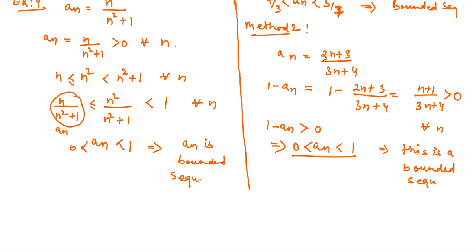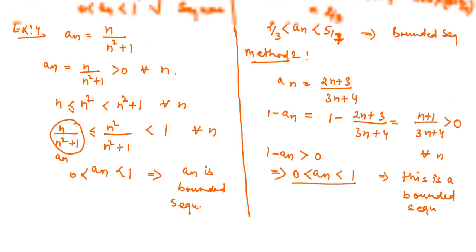And because 2n plus 3, because n is a positive number, so this is also positive. 3n plus 4, this is also positive because n is a positive number. So their ratio will always be positive. Okay, so what it means? an is less than 1 and it is greater than 0. So the bound exists for an here. Now again, this is a bounded sequence we have already seen in the method 1.